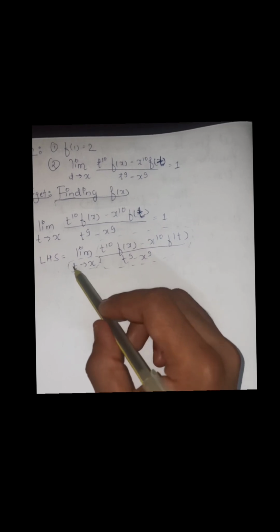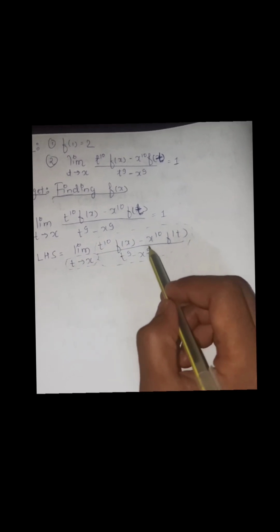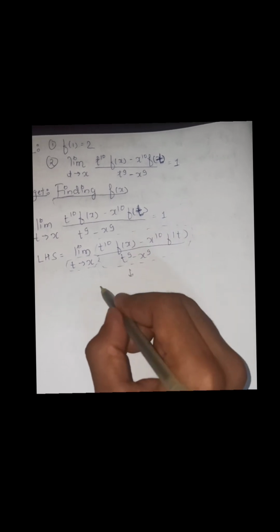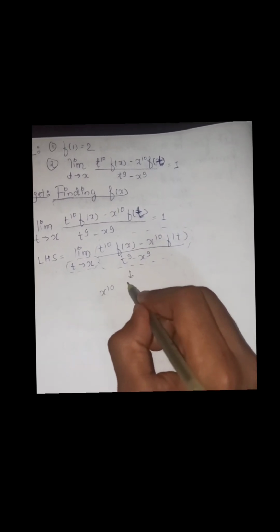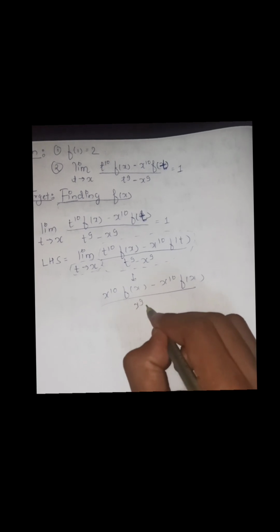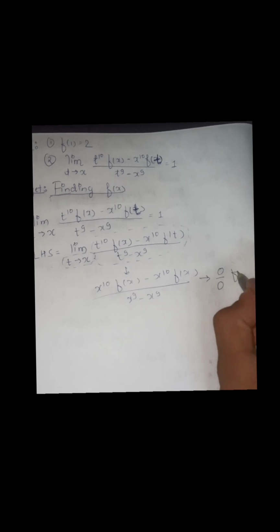As t tends to x in this expression, the form that we will be getting here is x to the power 10 f of x minus x to the power 10 f of x upon x to the power 9 minus x to the power 9. So this term is 0 by 0 form, and that is what we call an indeterminate form, right? Because this is an indeterminate form, our procedure here is applying the L'Hopital's rule.